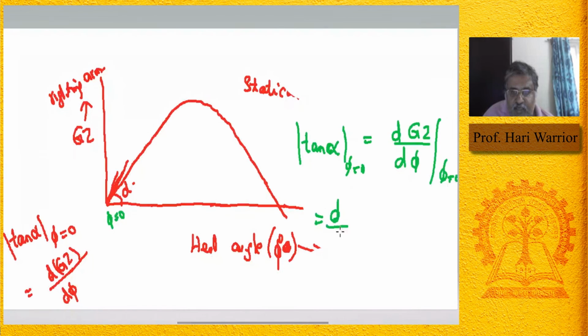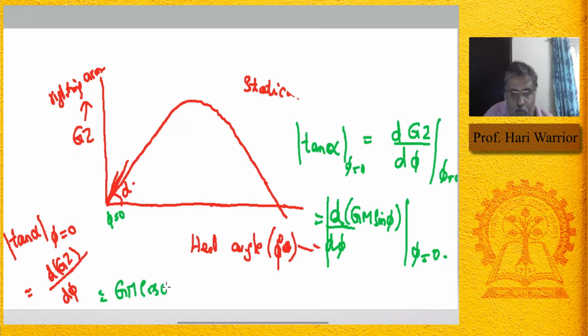This is equal to d by d phi of GZ, which is GM sine phi, at phi equal to 0, which is equal to GM cos 0 plus 0 sine 0. Sine 0 is 0, that's why I'm putting this second term as 0. This is equal to GM.